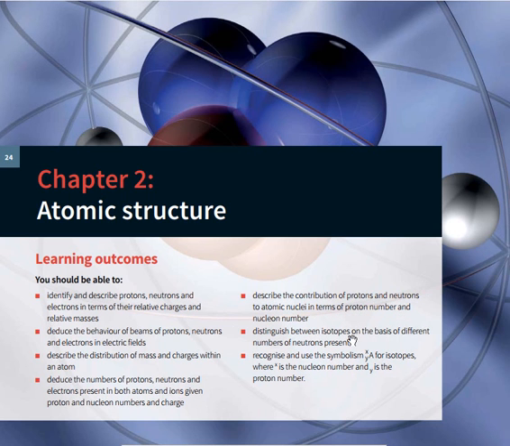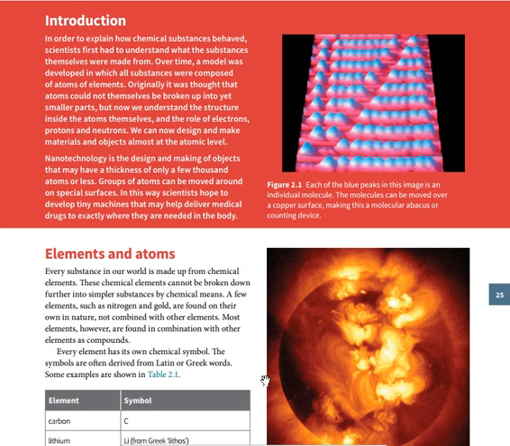Distinguish between isotopes on the basis of different numbers of neutrons present. Recognize and use the symbolism AZX for isotopes, where A is the nucleon number and Z is the proton number. So let's start.